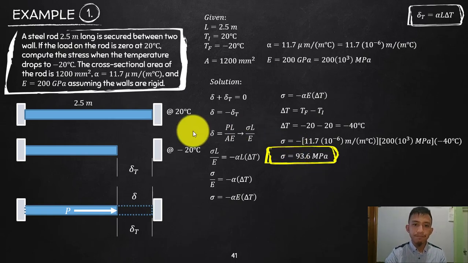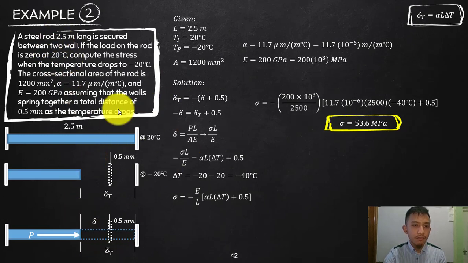Let's have one more. So almost the same, but this time the givens are the same. The area, the final and the initial temperature, and the length are the same. Your E and the coefficient of expansion are the same. The only difference here is that we will now consider that the other wall will also follow. So the rod is secured between two walls. If the load on the rod is 0 at 20 degrees Celsius, compute the stress when the temperature drops to negative 20 degrees Celsius. The area is that, and given these values, assuming that the walls spring together a total distance of 0.5 millimeter.